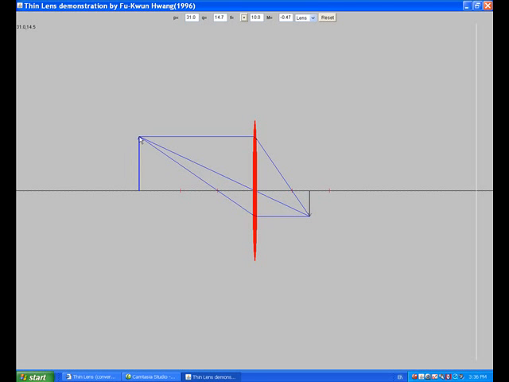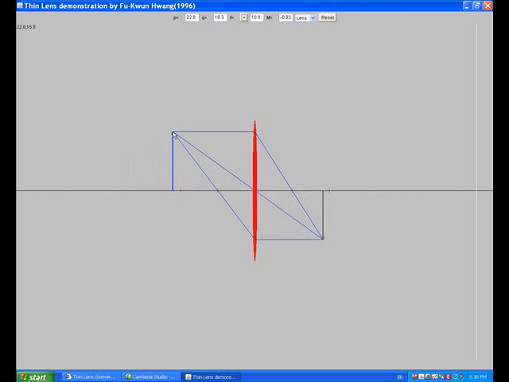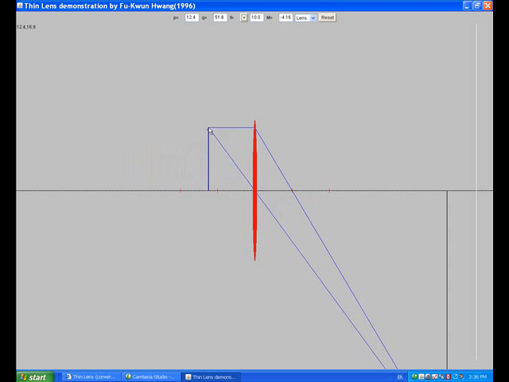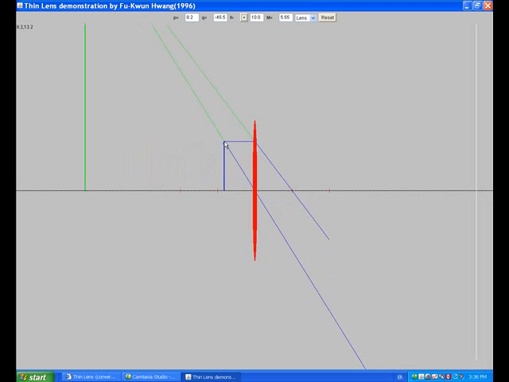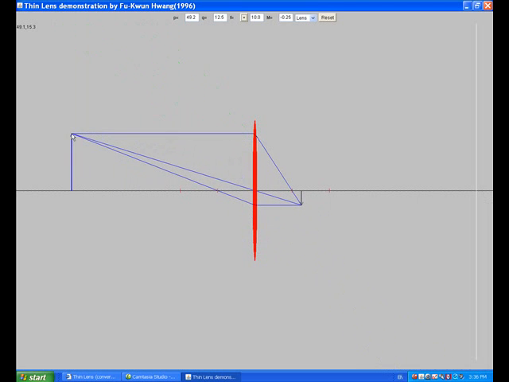So there are a number of different conditions. Most of the time, the image that's produced is real, except when you are inside the focal point. Inside the focal point, what do you get? You get an image that is virtual. All right? So those are the conditions for a converging lens. Now let's take a look at what happens with a diverging lens.